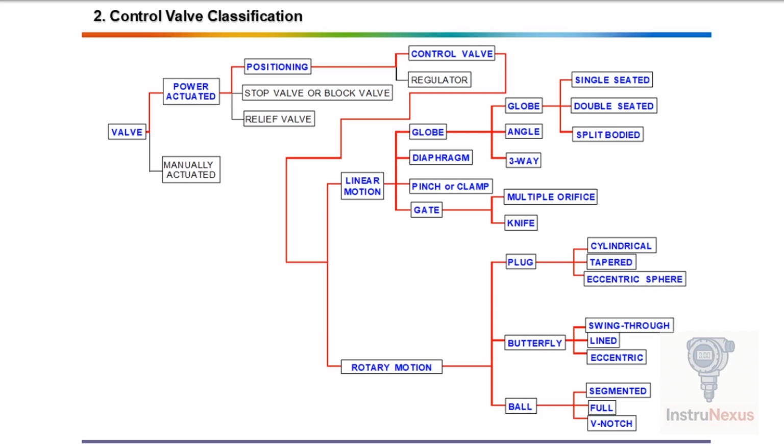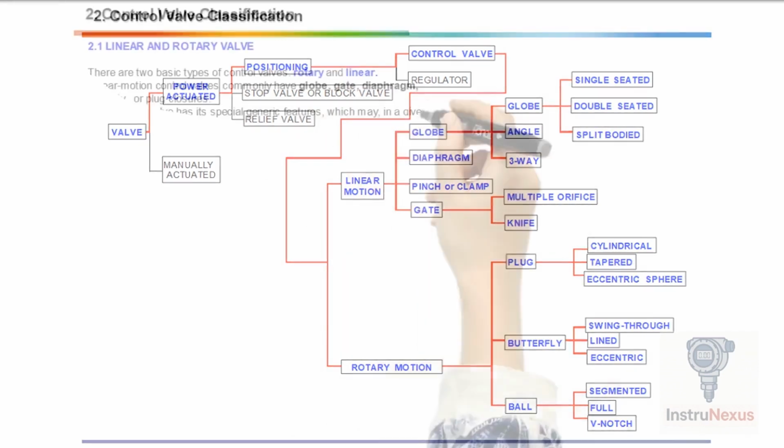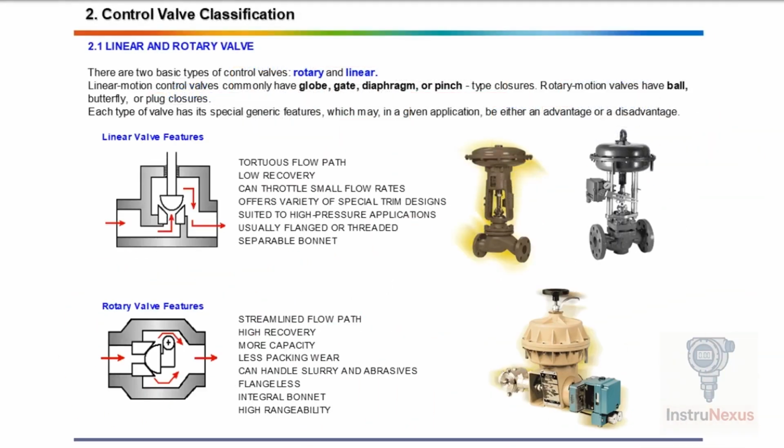In real-world instrumentation, the selection of valves depends on factors like process fluid, required control accuracy, temperature and pressure conditions, and maintenance accessibility. Understanding this classification helps you choose the right valve for the right job, which can boost process efficiency and safety. There are two basic types of control valves, rotary and linear.